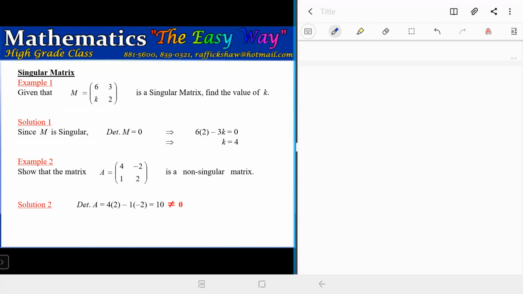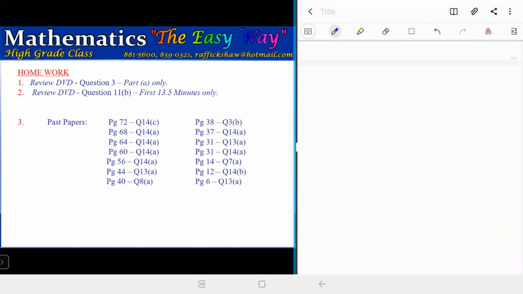Non-singular. And therefore has an inverse. A to the minus 1 exists. So A is a non-singular matrix simply because the determinant is not equal to 0. So A to the minus 1 exists. And that is it.